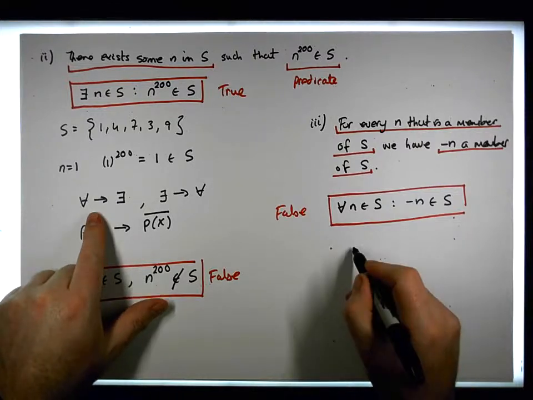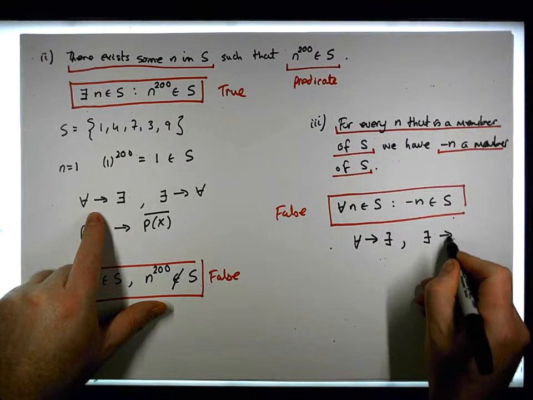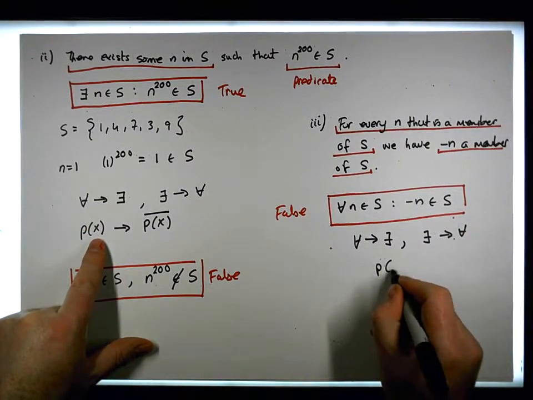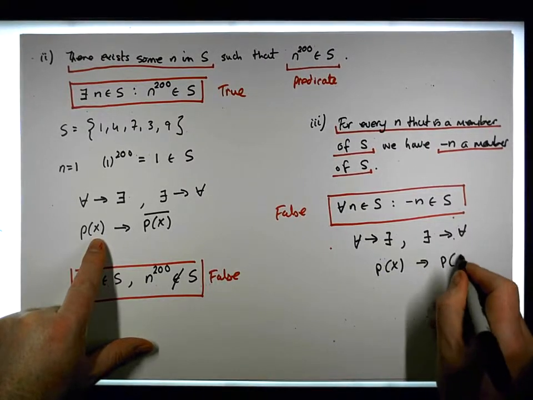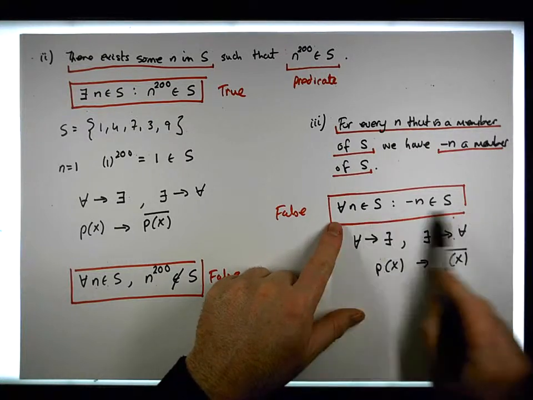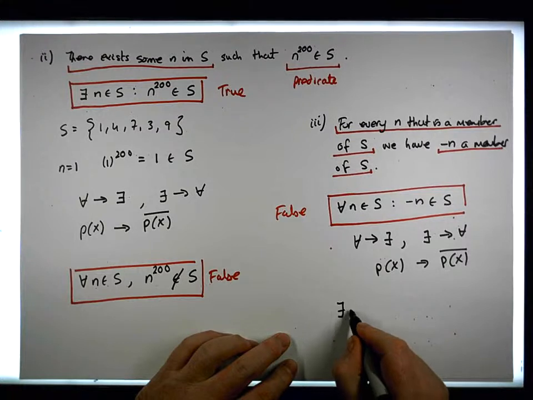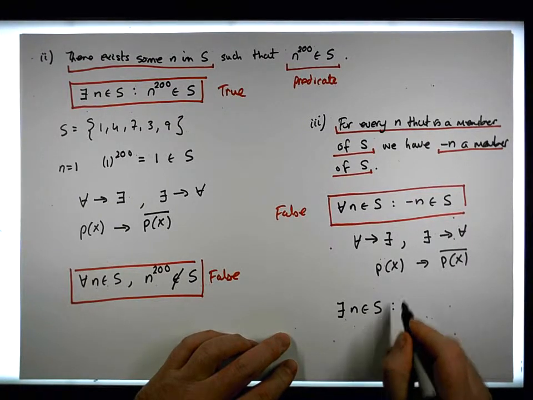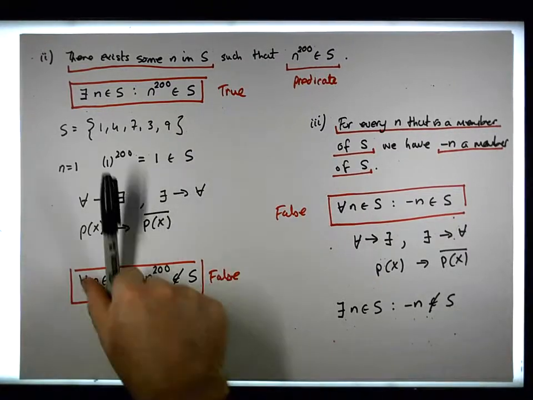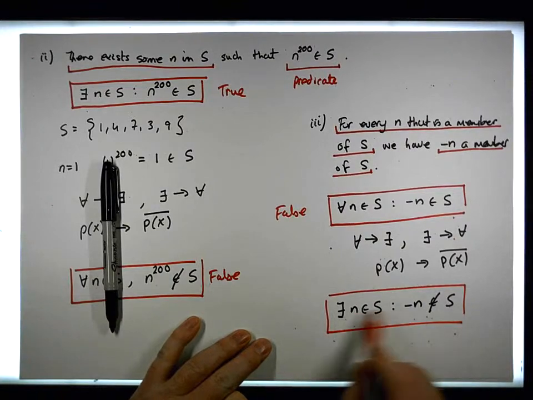What about its negation? Don't forget, for each and every is taken to there exists, is taken to for each and every, and the predicate component is negated. So when we negate this particular quantified predicate, for each and every goes to there exists. So there exists an n that's an element of S such that minus n is not an element of S. So this is the negated quantified predicate.